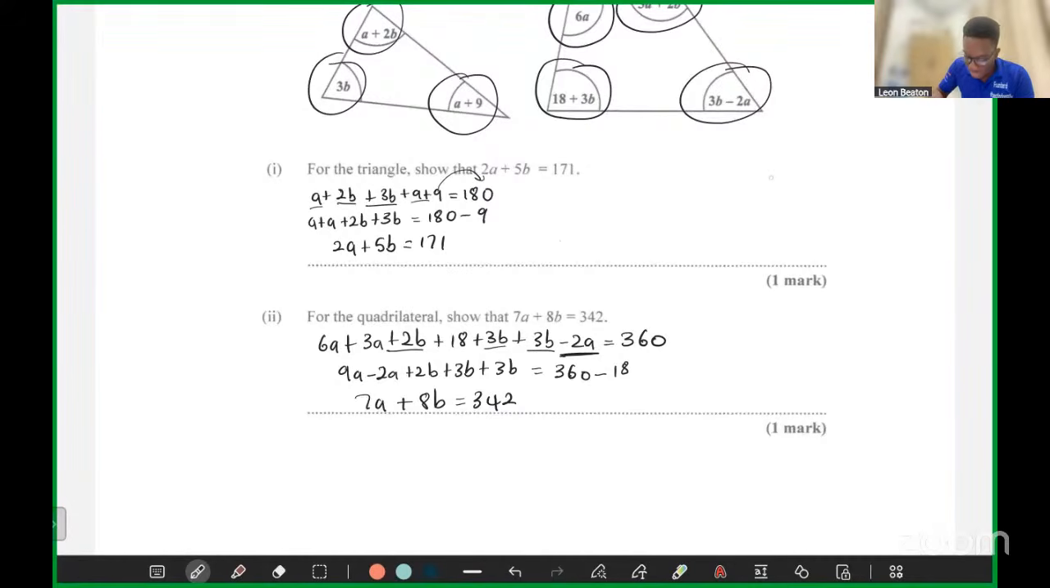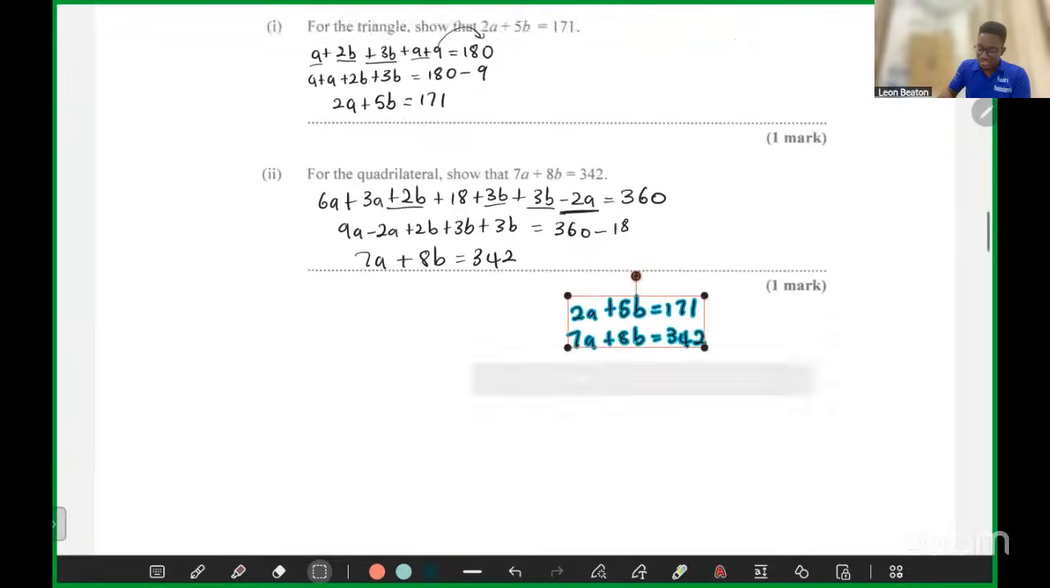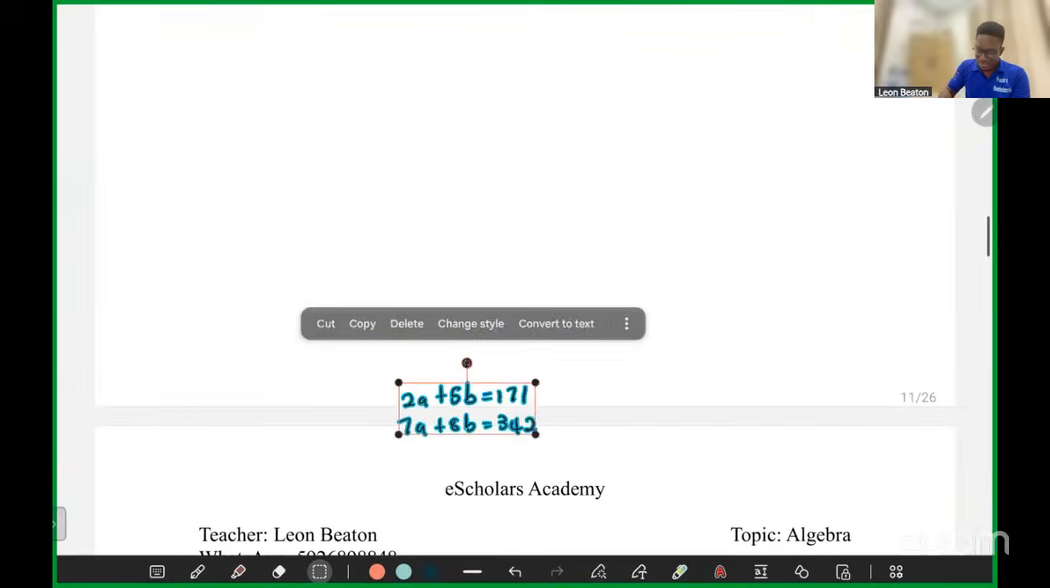So in one equation, we have 2A plus 5B is equal to 171. And the other one, we have 7A plus 8B is equal to 342. Even if it didn't show this, you should know that we have these two equations because they gave us this here and they gave us this here. So you want to use that to solve this now. So let me bring this down.